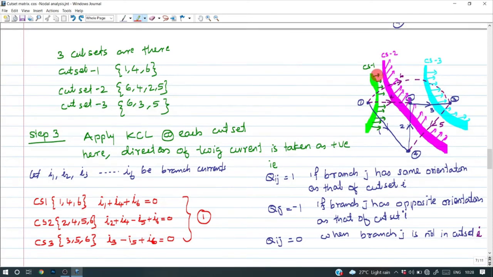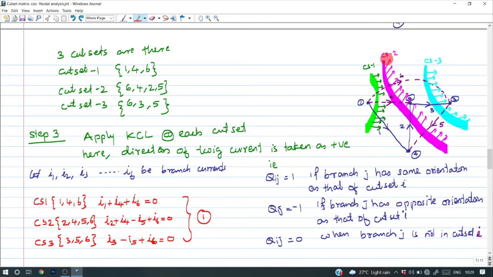Let's consider cut set 1. In cut set 1, what are the branches involved? Branch 1, branch 4 and branch 6. What is the direction of branch current and this cut set direction? They are same. So their sign is positive, I1. Then branch 4 direction and cut set direction orientation is same. So their sign is positive, I4 is positive. Then I6, what is the direction of I6 and cut set direction? Same direction. So that is positive. So the KCL at cut set 1 is obtained as I1 plus I4 plus I6 is equal to 0.